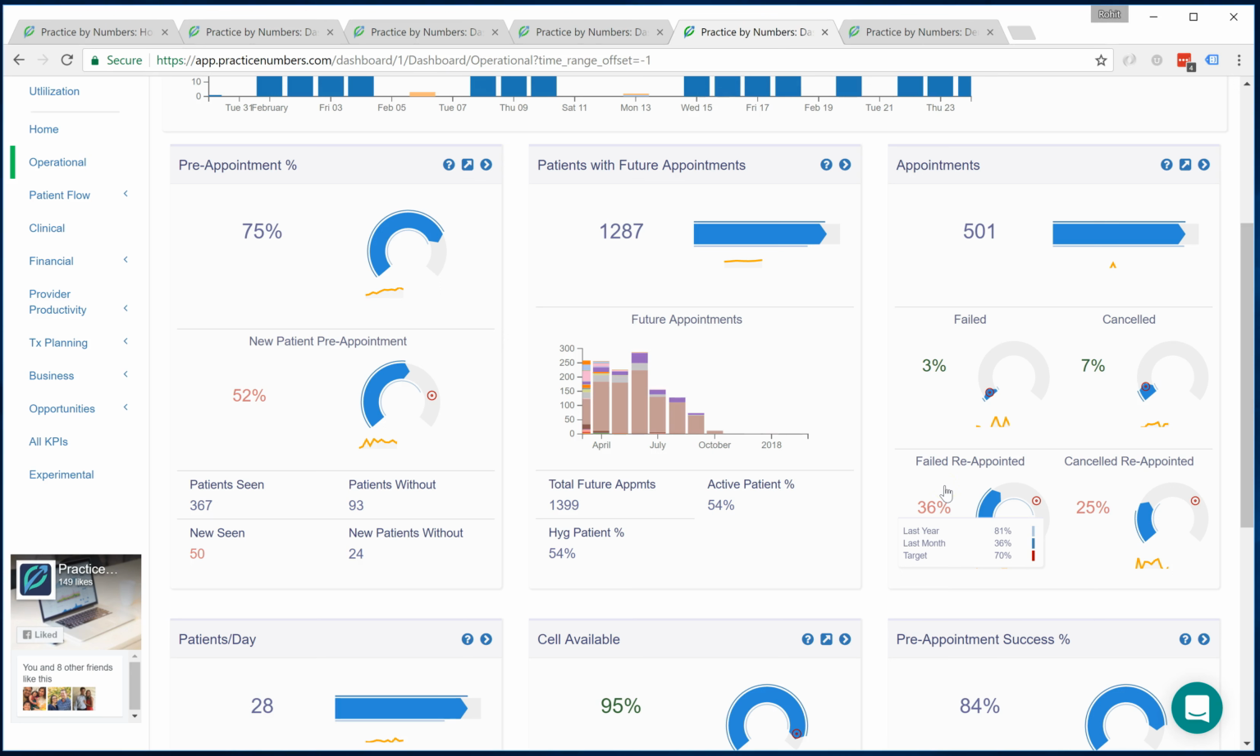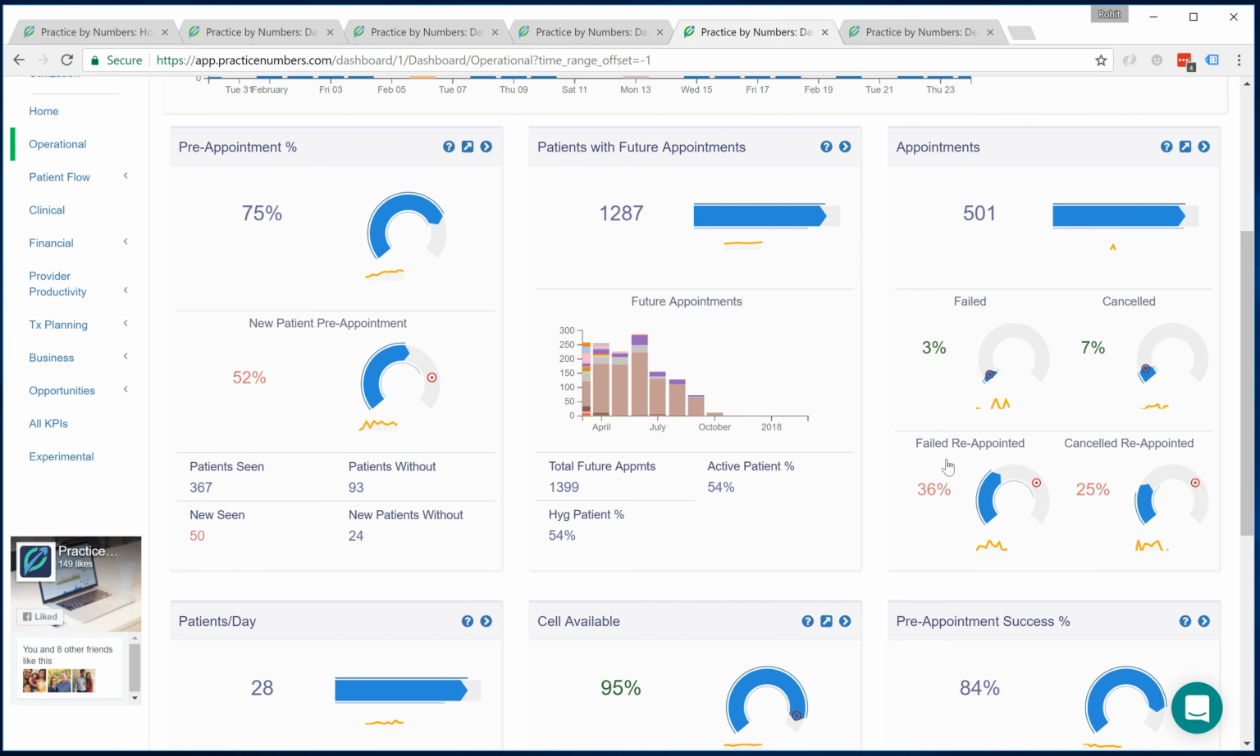Because remember, in a lot of offices, there's a revolving door, and we have gone through that in many other examples, of patients coming through the front and leaving through the back. There's a patient retention issue. And not following up on your failed and canceled appointments leads to lower patient retention. So when you do have failed or canceled appointments, you have to make sure you call those patients back and get them back on the schedule. So this office is not doing a very good job in getting those patients back.